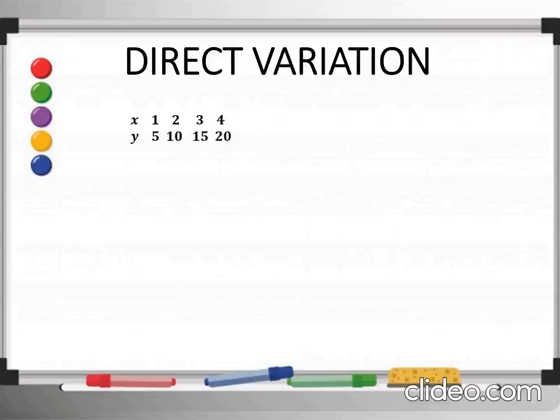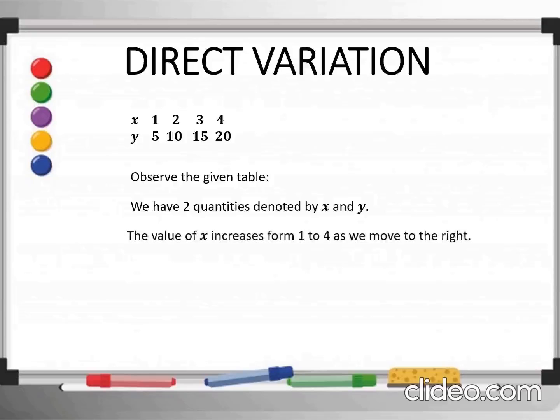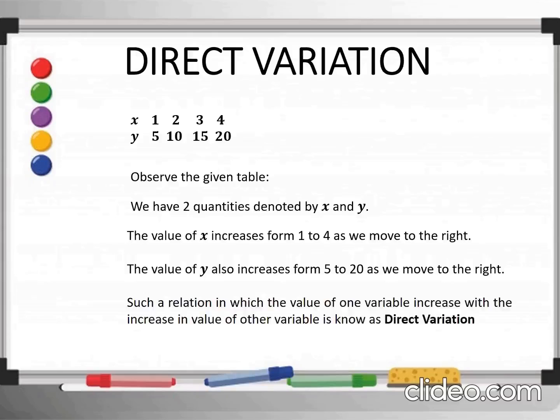Observe the given table. We have two quantities denoted by variables x and y. The value of x increases from 1 to 4 as we move towards right. The value of y also increases from 5 to 20 as we move towards right. Such a relation in which the value of one variable increases with the increase in the value of the other variable is known as direct variation.